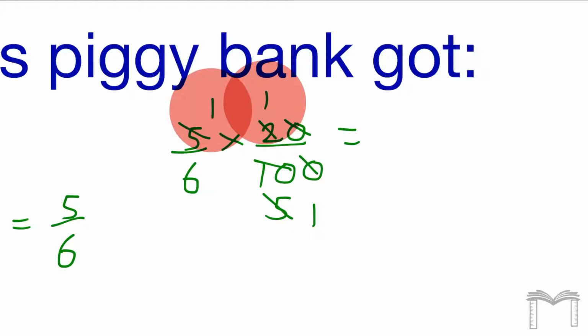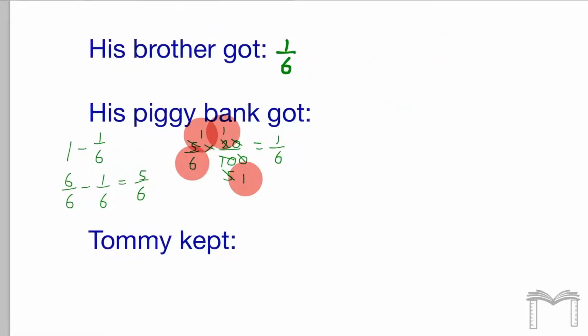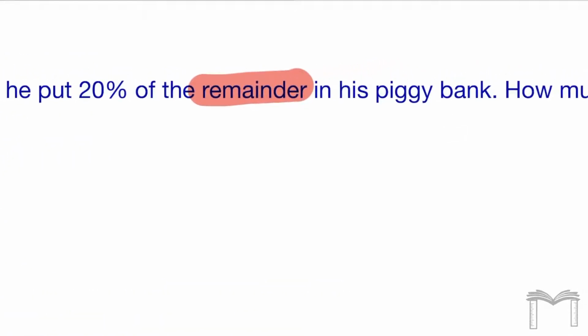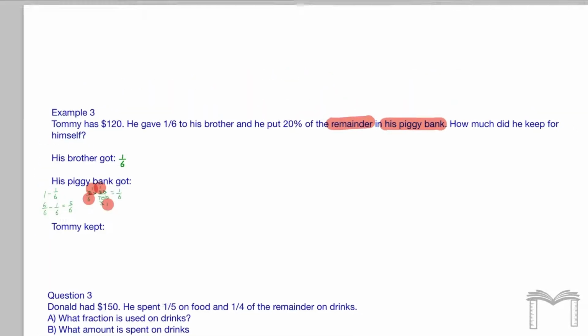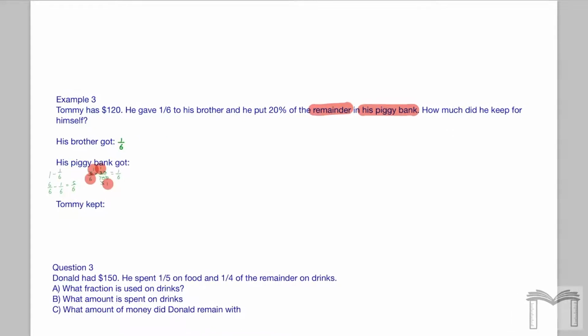So that's 1 times 1 is 1, and 6 times 1 is equal to 6. So his piggy bank also has 1/6. 1/6 again being 20% of the remainder.